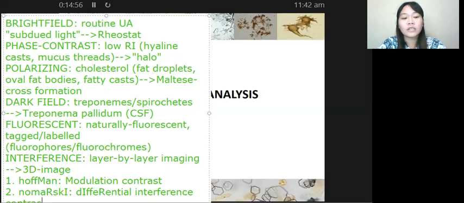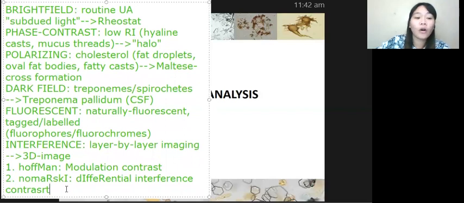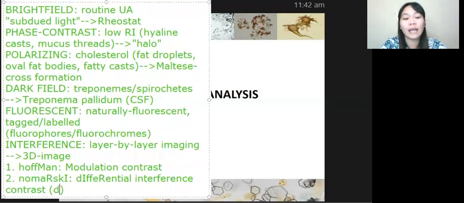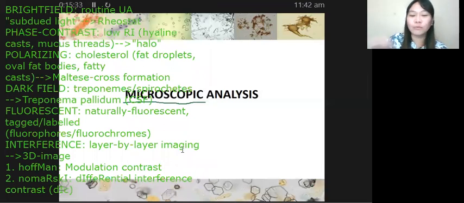Interference contrast. That's why in some of the books or references that we have, your Nomarski is otherwise referred to as your DIC, differential interference contrast. Okay, we have your Nomarski. I hope na-refresh ang ating mga nalalaman when it comes to our microscopes. Okay, let's move on to the next slide.